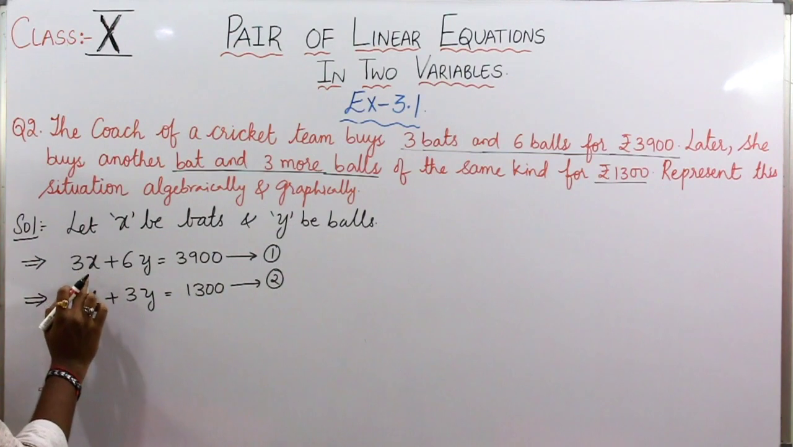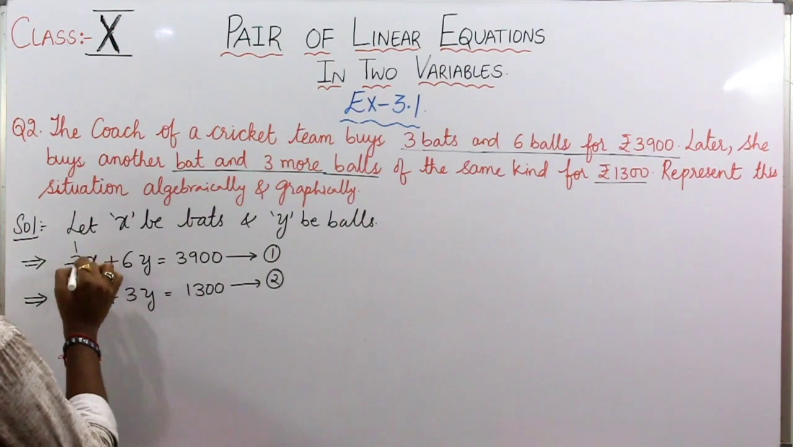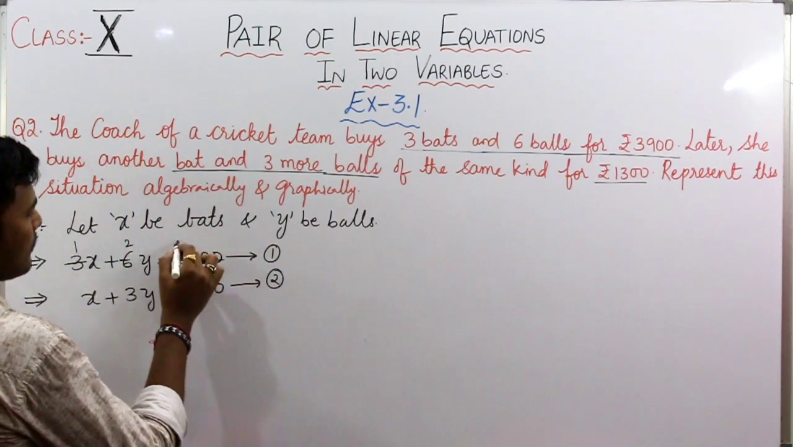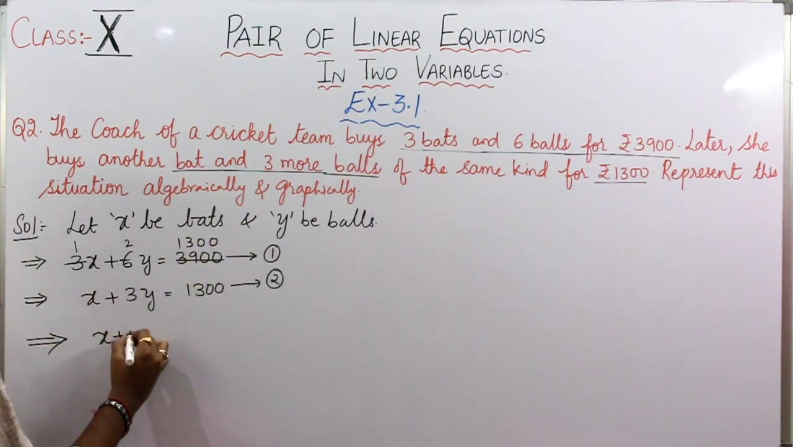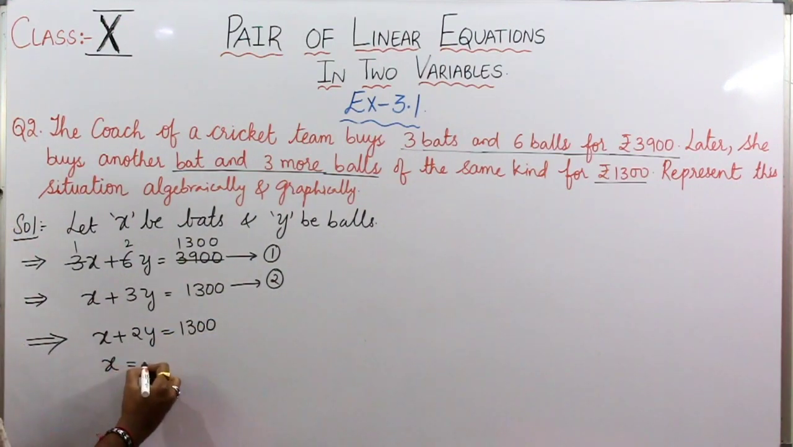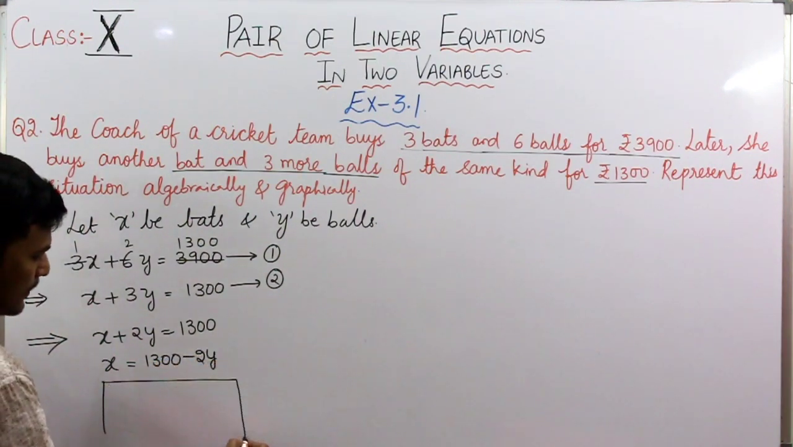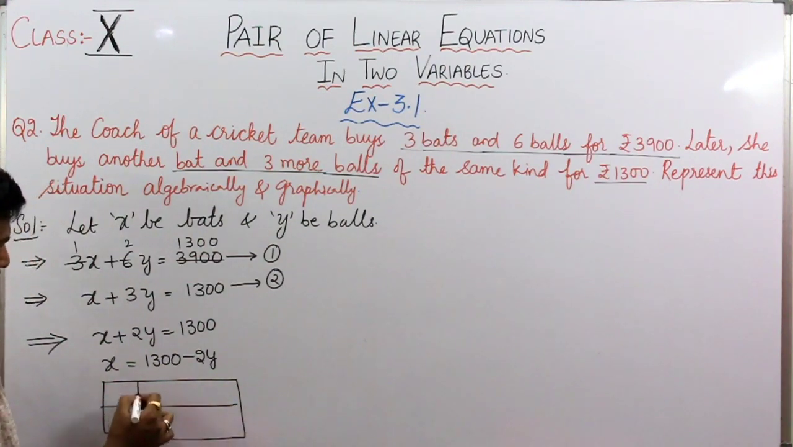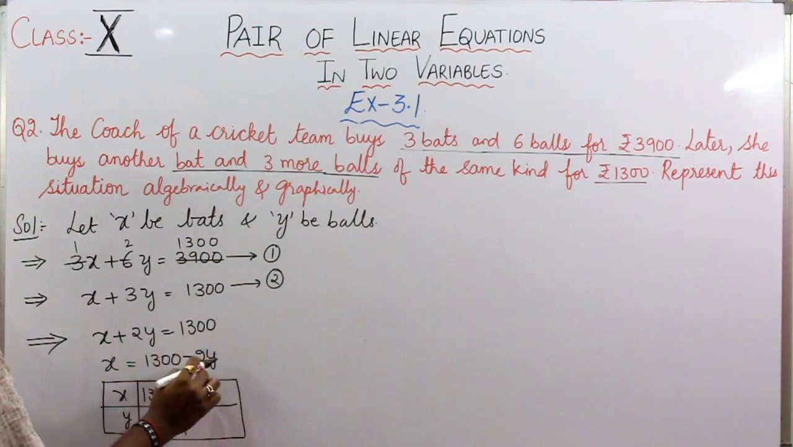Okay, so for that I can take 3 common in the first one. Now let us take 3 common, that is 3 ones are 3, 3 twos are 6, 3 ones are 3, 3 threes are 9, 0, 0. So therefore the first equation will become x plus 2y is equal to 1,300. From this x will be equal to 1,300 minus 2y. Okay, so now if I take a table for this, x, y, if I take y as 0 first, then x will become 1,300 because this whole part will become 0, right?